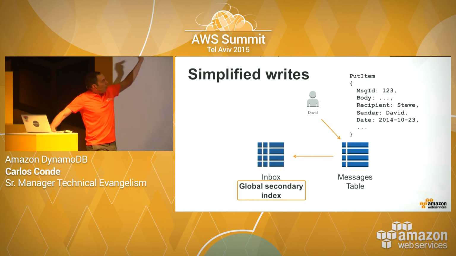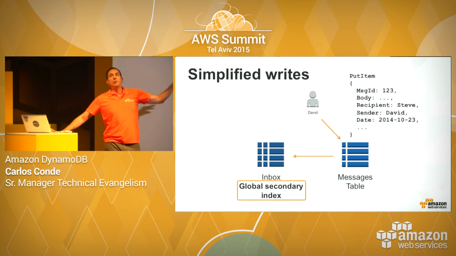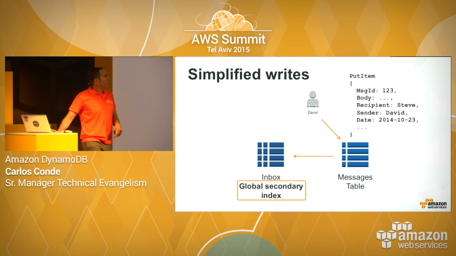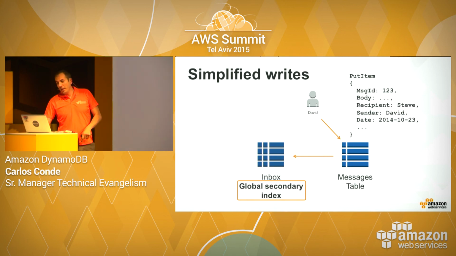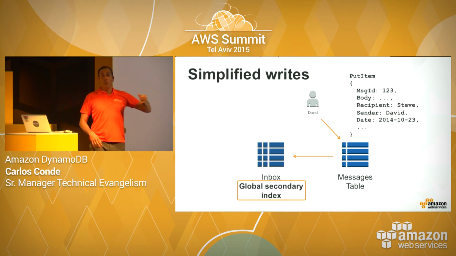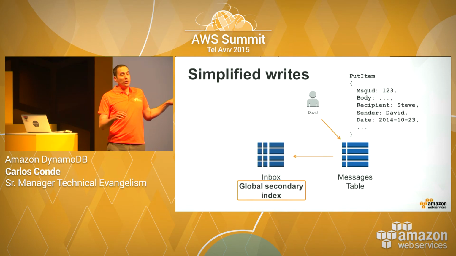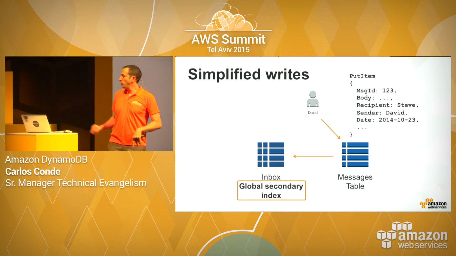So I'm going to write only on the messages table, right? And then I'm going to project the attributes on the global secondary inbox table. This way, from a code perspective, I only need to write once, and I leave to Dynamo the work of distributing the data to other tables.